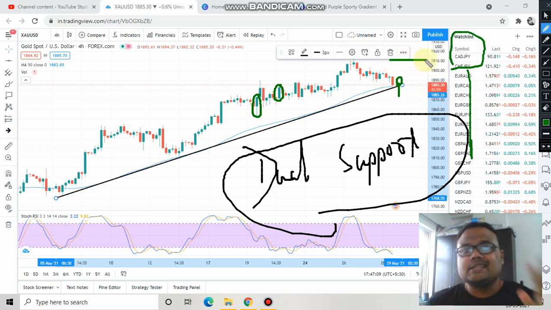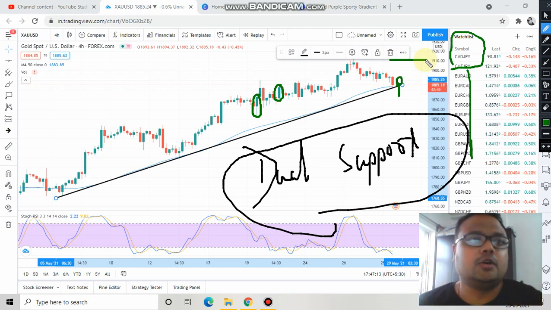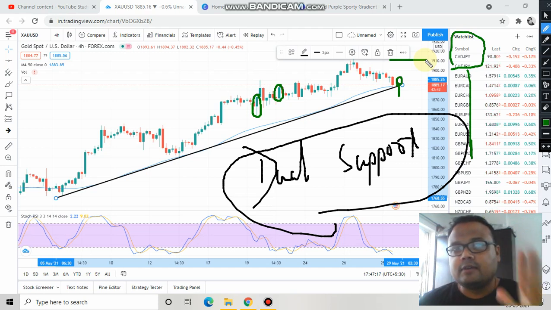So considering the dual support, we can go for a buy order in the gold USD as of now. Wait for one or two candles and just observe the price. Try to read the chart, try to understand the market psychology. If you see that yes, market is taking support, go for a buy.